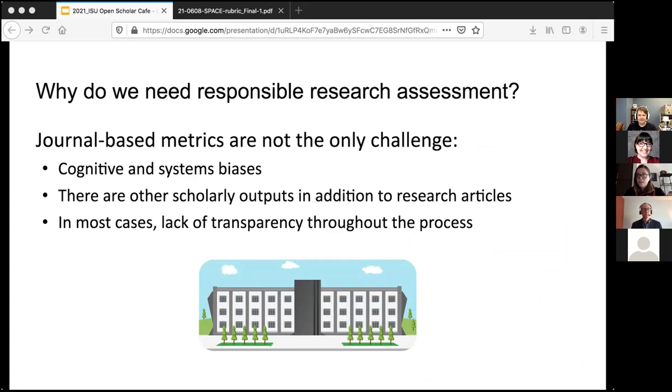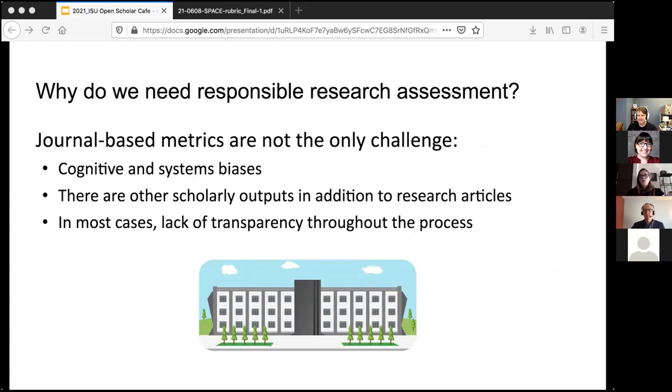So there are cognitive and systems biases excluding researchers from succeeding. There are other scholarly outputs in addition to research articles that aren't being incentivized. And in most cases, there's a lack of transparency throughout the process. So how is evaluation being conducted?